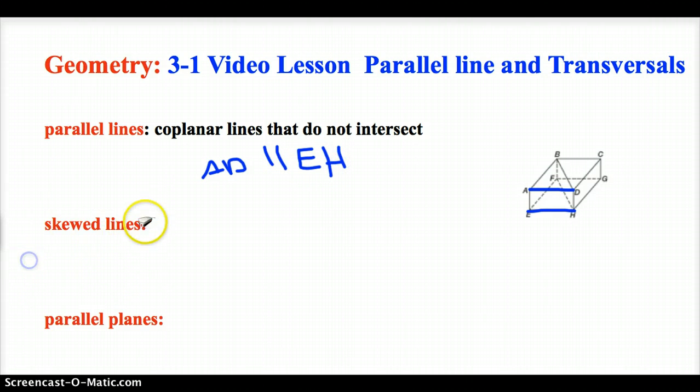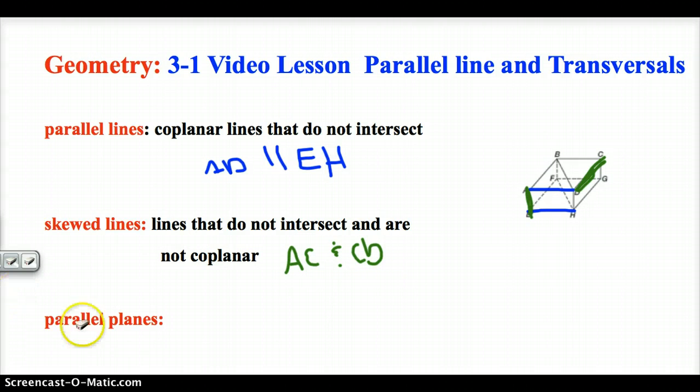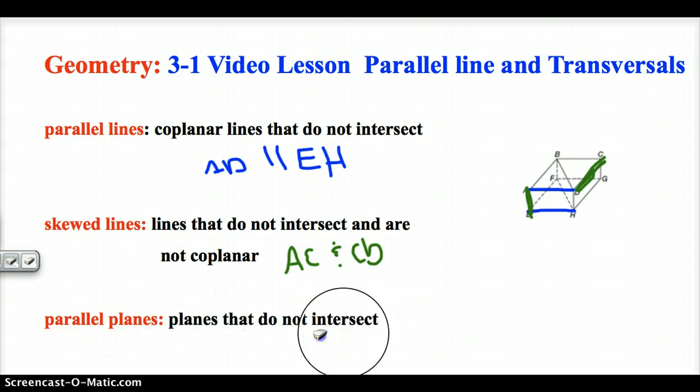Skew lines are lines that do not intersect and are not coplanar, so they're not going to be in the same plane. So if we take a look here, AE is on the front plane, and then CD is on the top or the side plane. So we could say that AE and CD are skew. Parallel planes are planes that do not intersect.